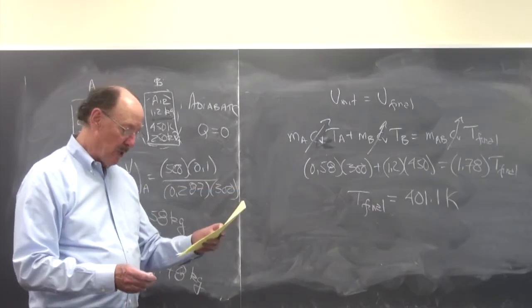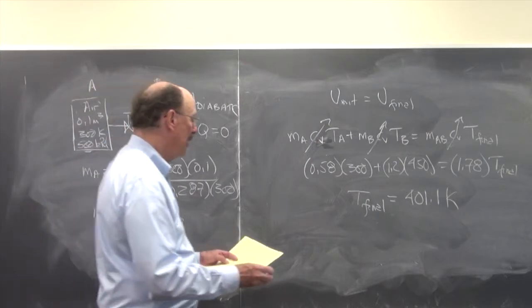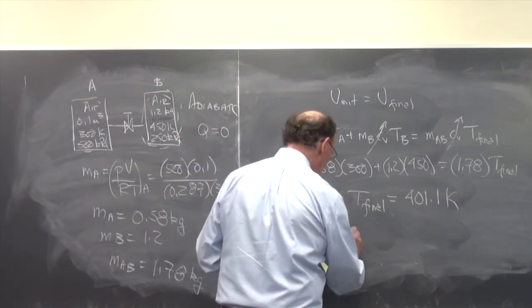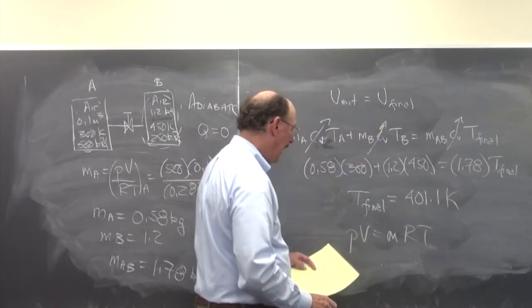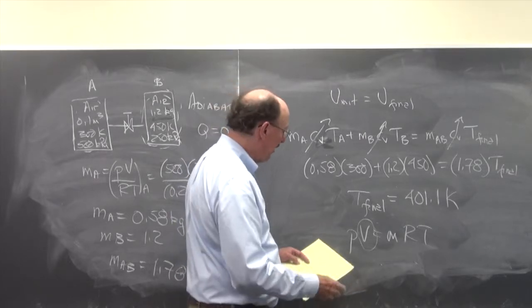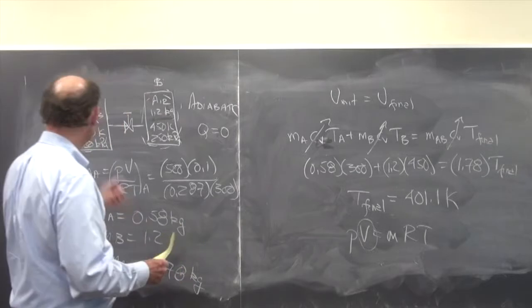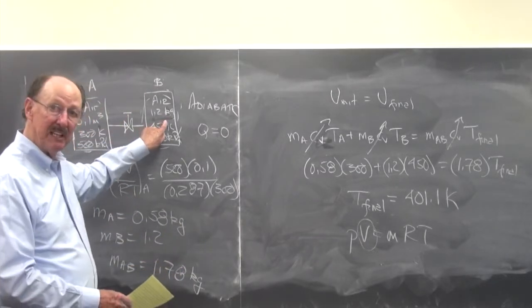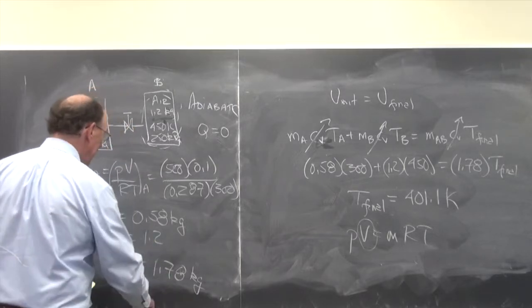And so now what we want to do is find the final pressure. If I want to find the final pressure, I have PV equals MRT. I need to find the final volume, which I know is the sum of the two volumes. In this case, I was given the volume for A. Here I wasn't given the volume, so I need to find the volume for B. So let's do that.